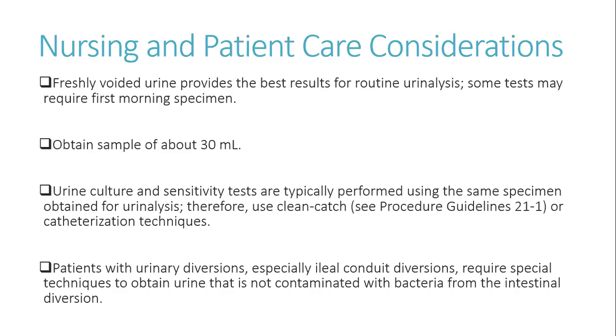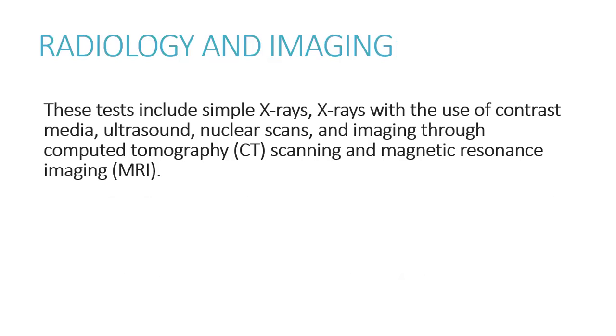And if we are going to conduct a urine culture, then we have to obtain urine that should be clean catch urine, or it can be obtained by catheterization technique, and patients with urinary diversion, especially ileal conduit diversion, require a special technique to obtain the urine. We have to maintain completely sterile technique, and we should not contaminate with the bacteria from the intestinal diversion. Now the next one is radiology and imaging.